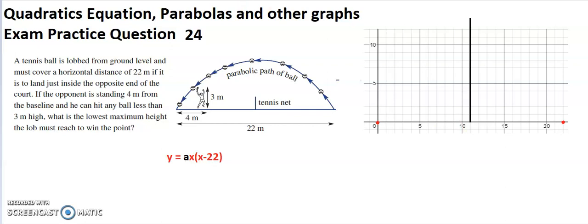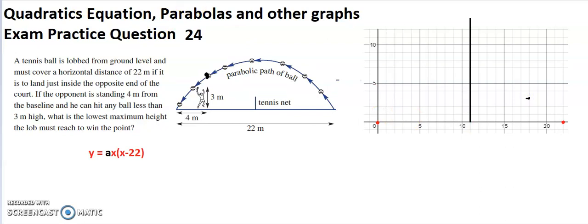So based on this, the next thing I need to look at is what do I know? Well, I know 1 point on my graph, and that is right here on my picture. That is 4 meters away from my ending point. So when x is 18, it is 3 meters high. 1, 2, 3. So I know this point here is going to be on my graph.